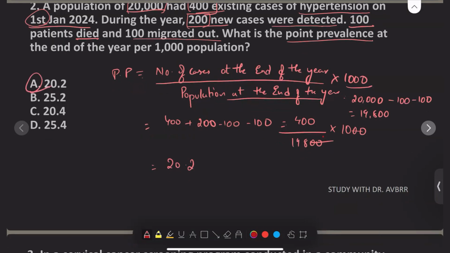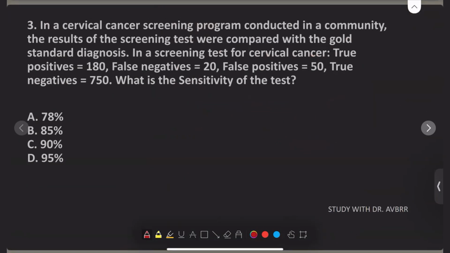So next question. Here they're asking, what is the last line? What is the sensitivity of the test? So they're asking for sensitivity. What do you mean by sensitivity? Sensitivity means we are calculating for actual diseased cases. Actual diseased cases.